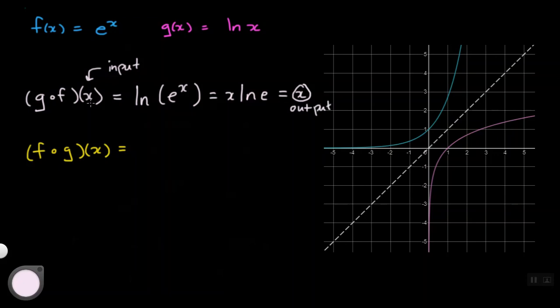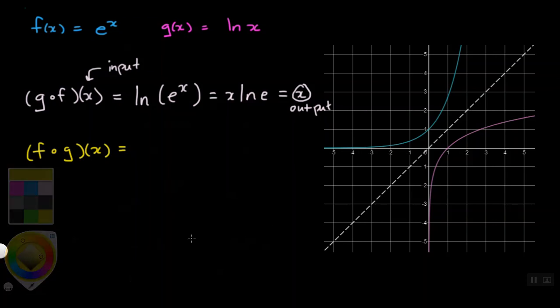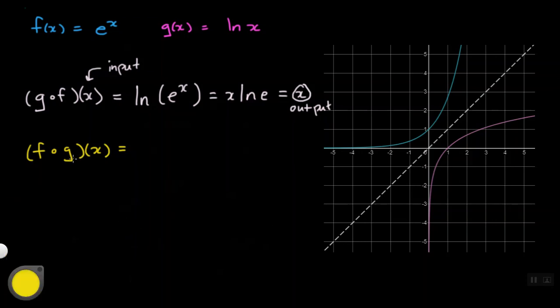So if I put 2 in here, this will all yield the number 2. If I put 5 in there, we will get 5. And yes, if I put something weird like pi in there, ln of e to the power of pi will just become pi.